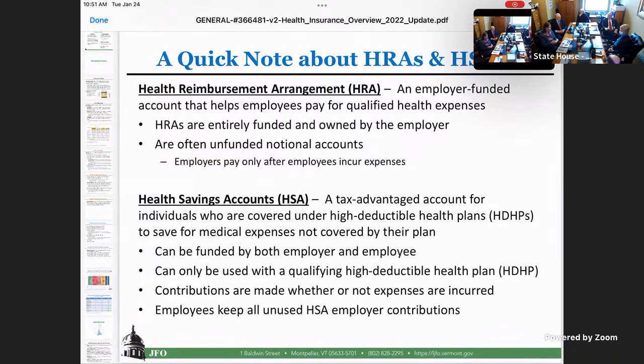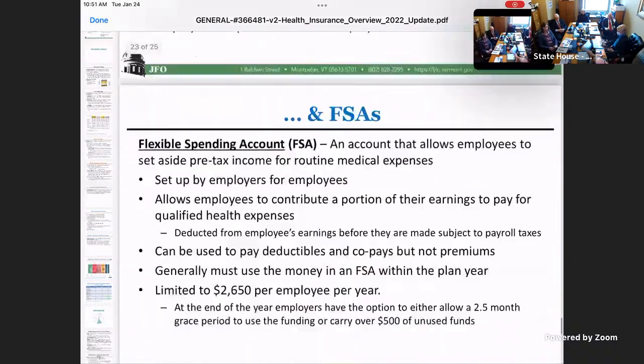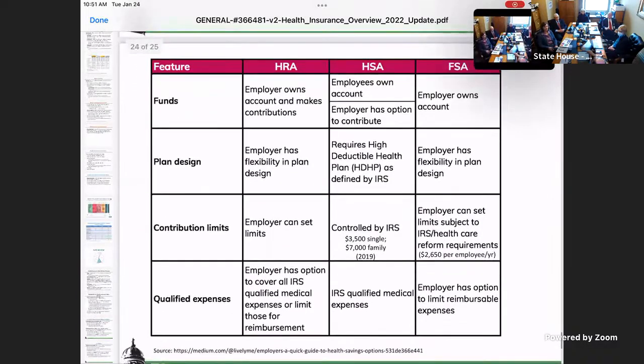Let me just go back. Actually, go to this slide. So this kind of shows the difference between HSA and HRA.